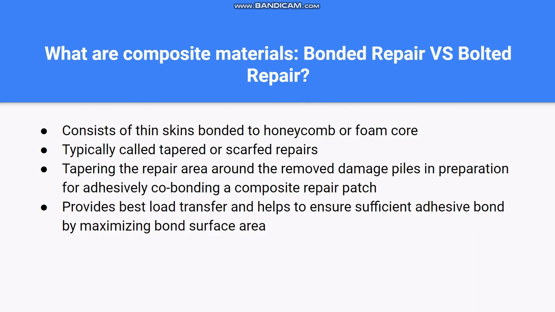What are composite materials? Part 2 consists of thin skins bonded to honeycomb or foam core. They are typically called tapered or scarfed repairs. Tapering the repair area around the removed damaged plies in preparation for adhesively co-bonding a composite repair patch. It provides best load transfer and helps to ensure sufficient adhesive bond by maximizing bond surface area.